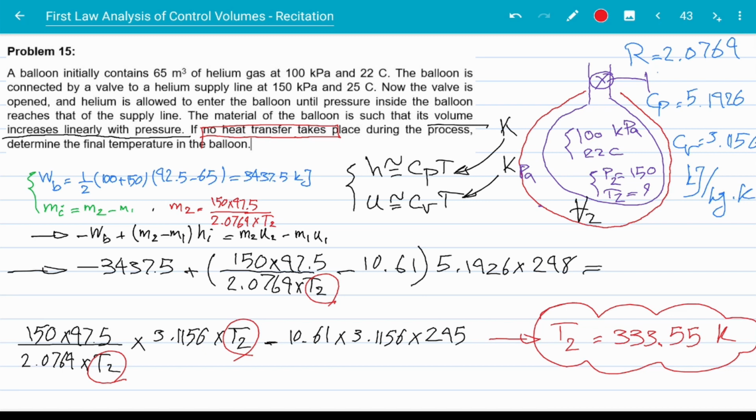I drew the process on a PV diagram and then calculated the area underneath. Because the system was expanding, it meant that the system was actually doing work. That's why I used a negative sign for the boundary work. Then, in order to approximate enthalpy and internal energy for our ideal gas, we used these equations that relate the enthalpy and internal energy to their absolute temperatures, and then plugged everything back into the first law equation, did some calculations, and I found the unknown temperature.